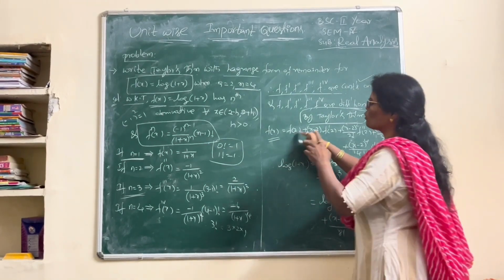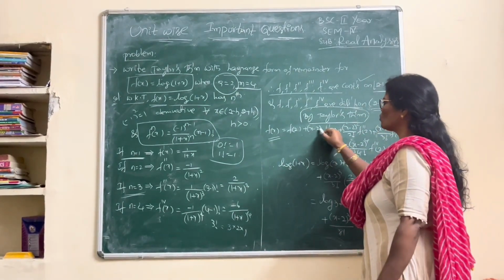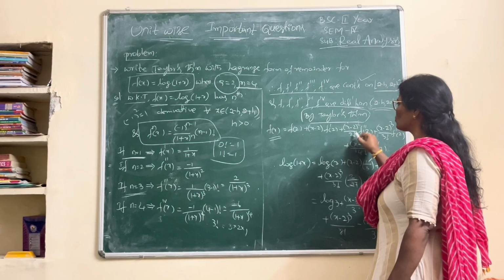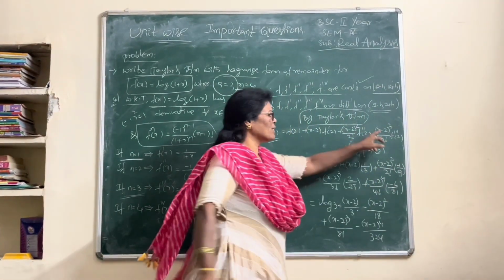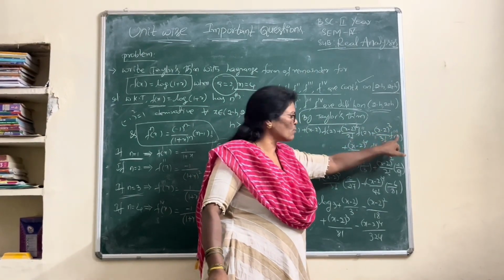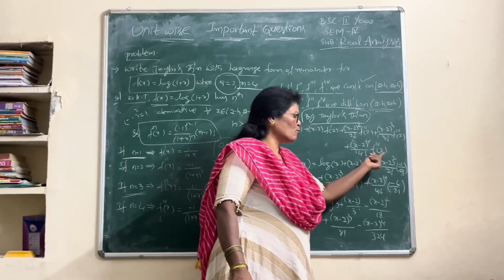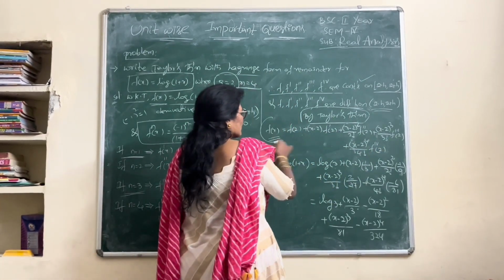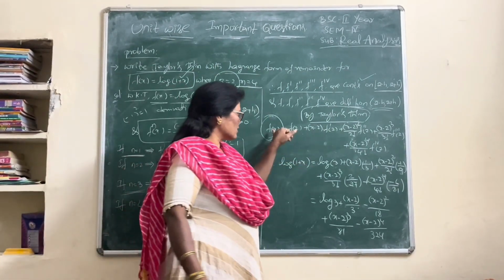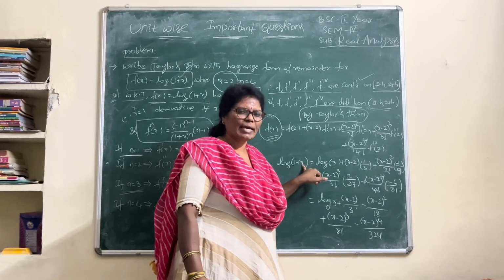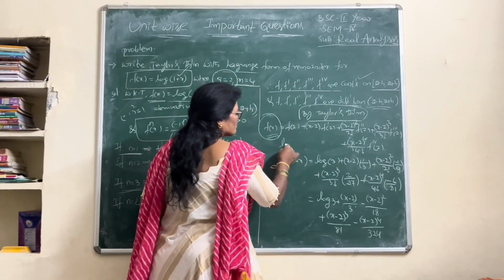we already know that f of x is equal to f of x naught, meaning f of 2, here we substitute 2. f of 2 plus (x minus 2) into f dash of 2 plus (x minus 2) whole square by 2 factorial f double dash of 2 plus (x minus 2) whole cube by 3 factorial f triple dash of 2 plus (x minus 2) whole power 4 by 4 factorial f power 4 of 2. Okay, and f of x is nothing but log of 1 plus x, right? So f of 2 means log of 1 plus x.